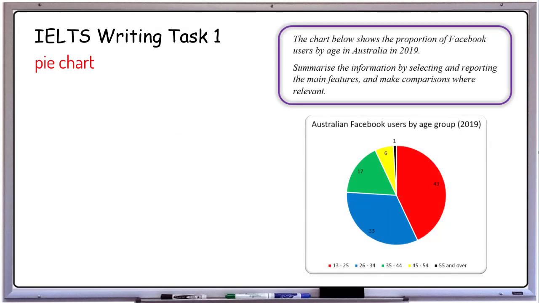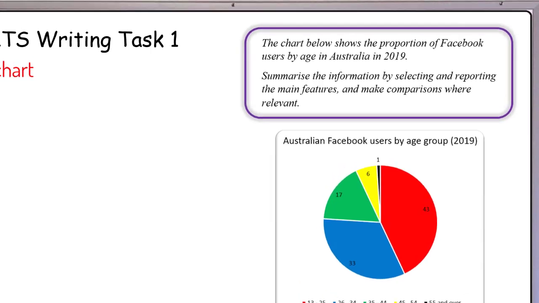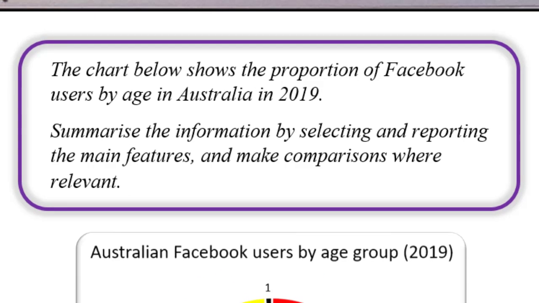Here's an example of a pie chart. Let's just go through it. The chart below shows the proportion of Facebook users by age in Australia in 2019. Summarize the information by selecting and reporting the main features and make comparisons where relevant.